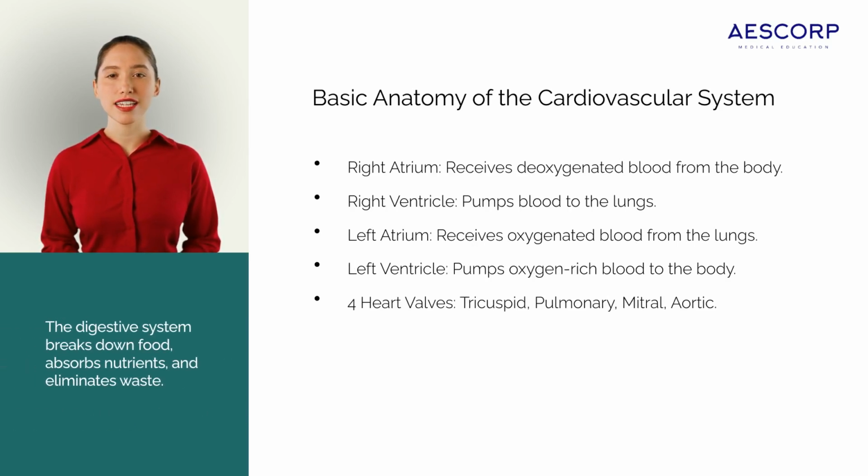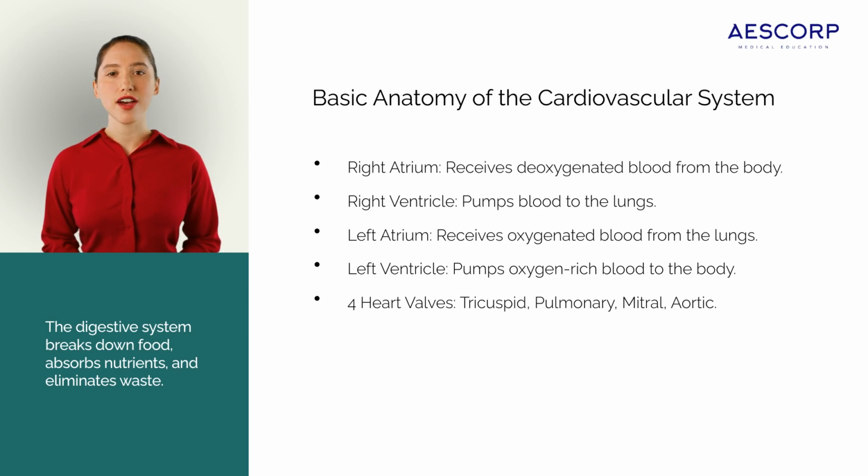The heart is divided into 4 chambers. Right atrium receives deoxygenated blood from the body through the superior and inferior vena cava. Right ventricle pumps deoxygenated blood to the lungs via the pulmonary artery for oxygenation. Left atrium receives oxygenated blood from the lungs through the pulmonary veins. Left ventricle pumps oxygenated blood to the rest of the body through the aorta.